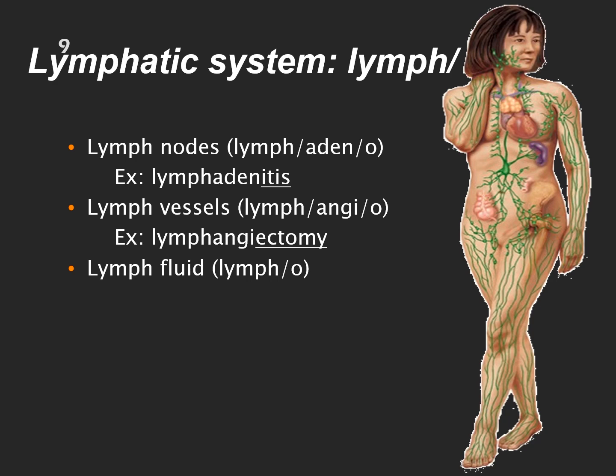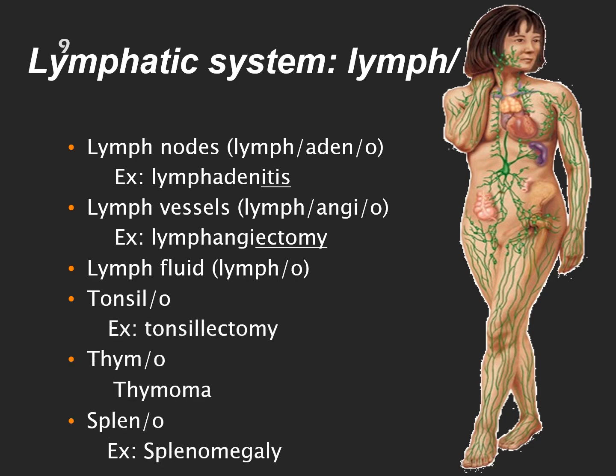And then for the lymph fluid, the one that flows through the vessels, we just call it lymph, and the combining form is lympho. Other organs that belong to these systems include tonsils, tonsillo combining form. We have tonsillectomy as our example. The thymus, which is found antero and superior to the heart. And then we have thymoma for an example, a tumor of the thymus.